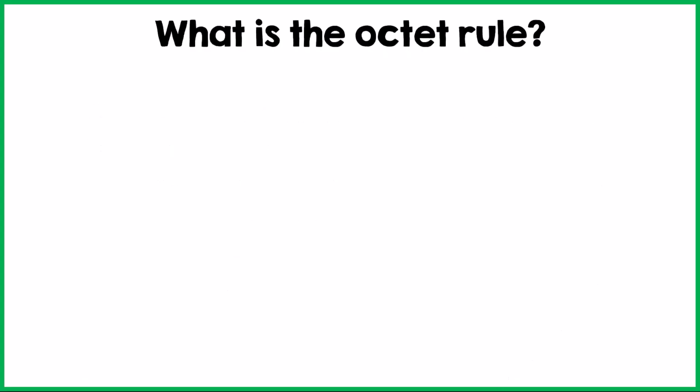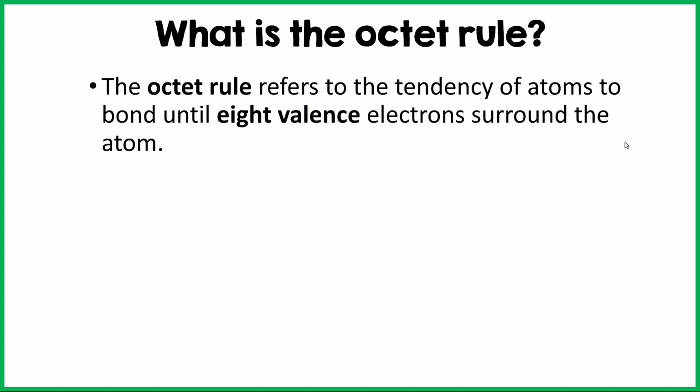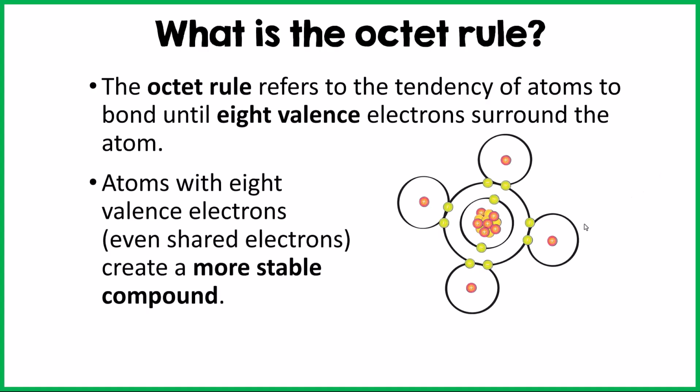What is the octet rule when we're referring to bonding? The octet rule refers to the tendency of atoms to bond until 8 valence electrons surround the atom. We also discussed this as noble gas envy in the previous unit. Now we're going to get a little bit more specific here. We're going to refer to it as the octet rule because we're looking for 8 valence electrons. Atoms with 8 valence electrons, even shared electrons, can add to that 8, create a more stable compound.